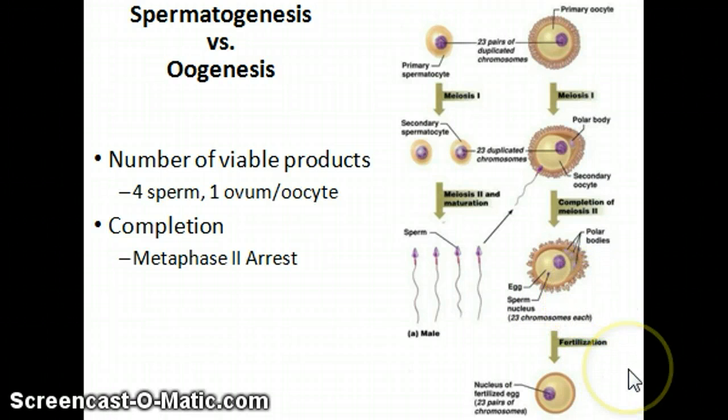Eventually, the polar bodies are shed. So is the zona pellucida, which is kind of shown here surrounding the oocyte. And you get a mature egg that is considered haploid.